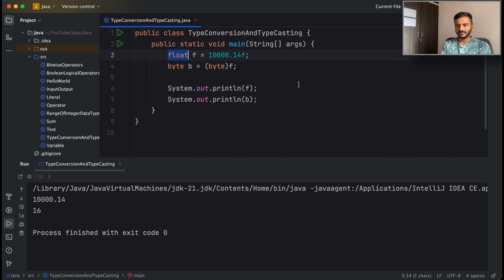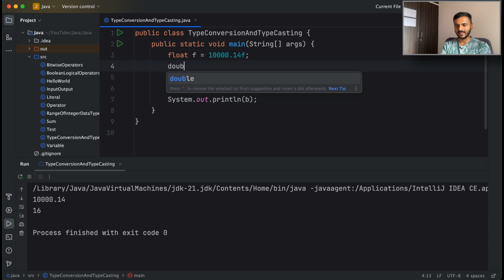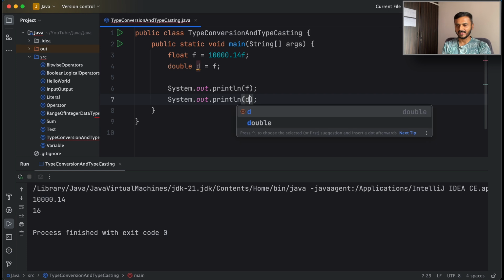Let's say this is float f. And instead of byte now, what I do is I take double and let's name the variable d, and I go for f. Now, of course, we can store float in double, right? And let's replace this with d and run the code and check the output. And this is what we are getting. Do you see the difference?